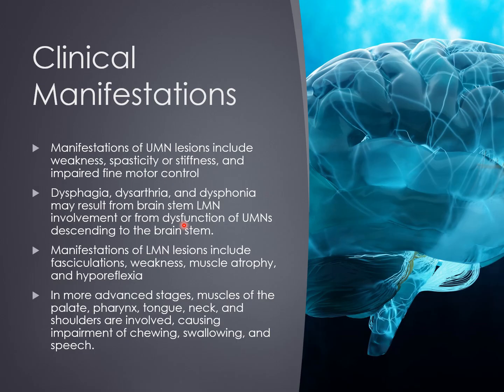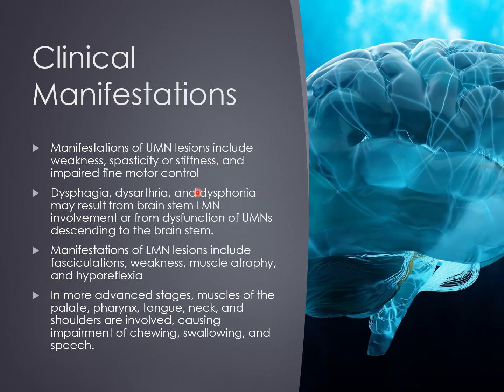So the clinical manifestations of ALS. So we have manifestations that occur because of the destruction of our upper motor neurons, and that is things like weakness, spasticity and stiffness, and impaired fine motor control. We also get dysphagia, so inability to swallow. They get recurrent aspiration. We also see weakness of the respiratory muscles. We also see things like dysarthria or problems with speech. And we also get dysphonia, and this may result from brainstem motor neurons.